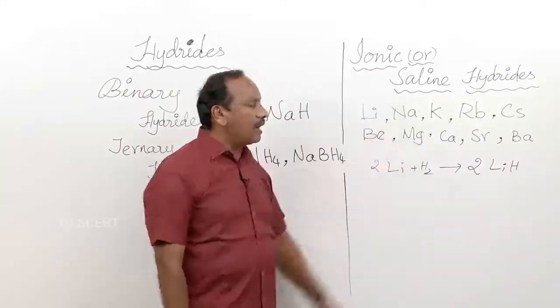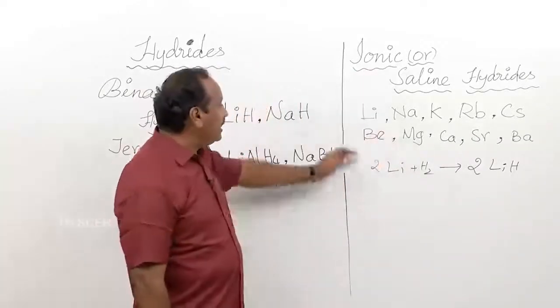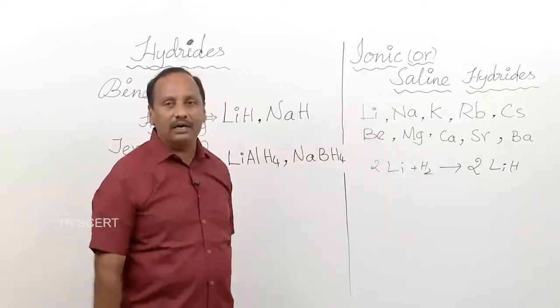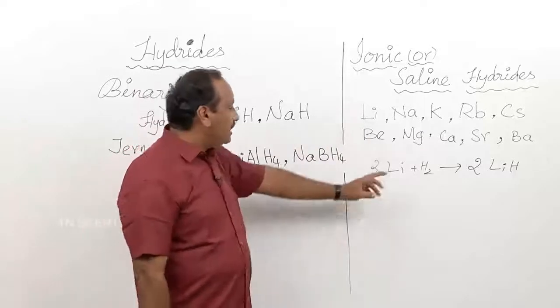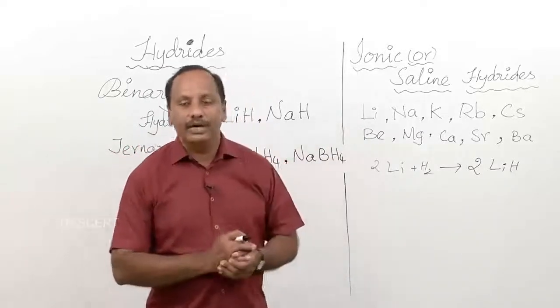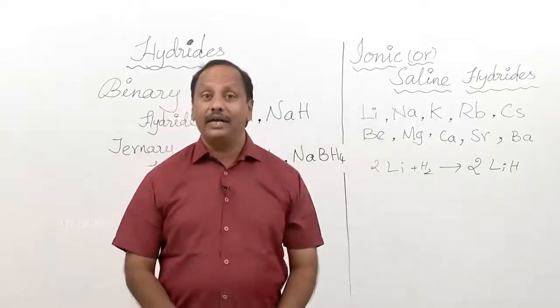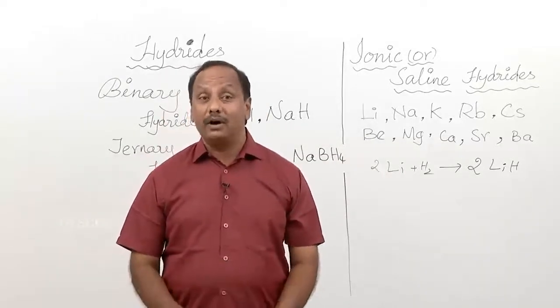How are the ionic hydrides prepared? By heating the electropositive elements such as alkali metals and alkaline earth metals with hydrogen to about 400 degrees Celsius. These hydrides have a high melting point, they are crystalline in form, and they are salt like in nature.